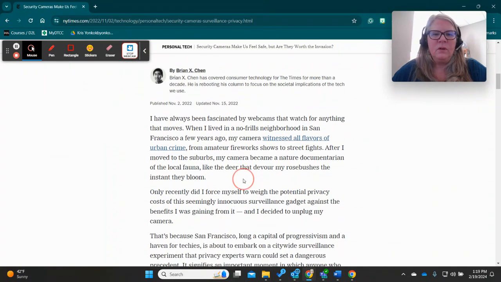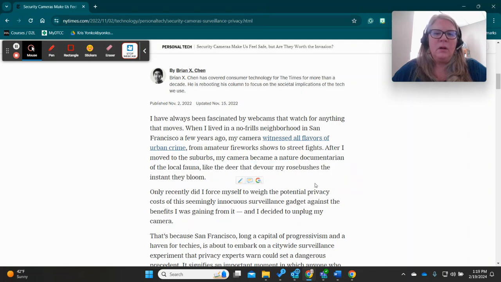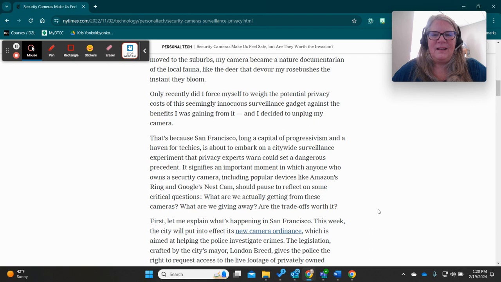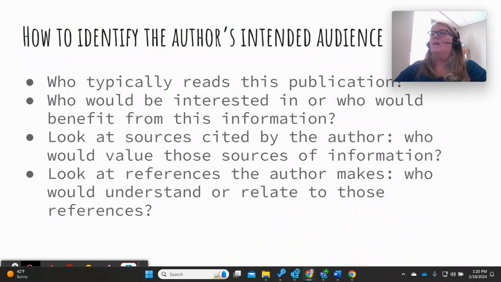Anything that moves. The deer that devour my rose bushes the instant they bloom. Like, who is going to relate to that idea, you know? So again, it's kind of fitting in with that older adult readership, not old, but older adult readers. There's a lot of stuff in there that tend to lean liberal, kind of well off and fairly well educated is who he's writing towards. Let me see if I had anything else on here.